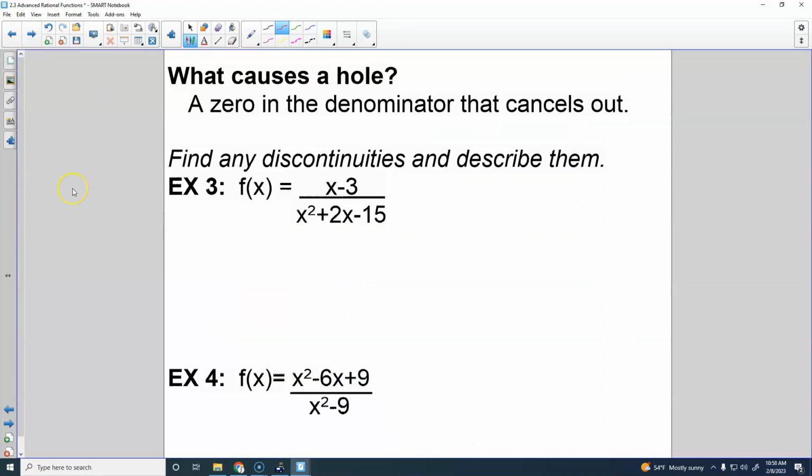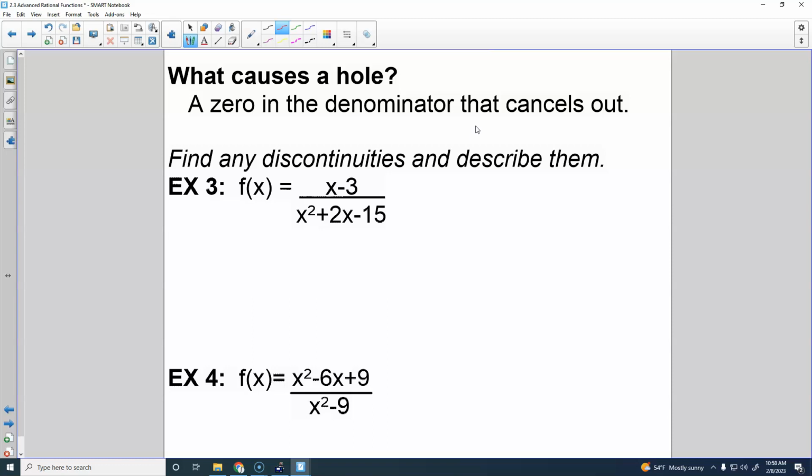So let's continue. What causes a hole? A hole is caused by a 0 in the denominator that cancels out with a factor in the numerator. So like that problem we just looked at was x plus 5 over x plus 5. Those two factors would cancel each other out, right? Because everywhere except for -5, they're equal to each other and are just going to cancel each other out and become 1.